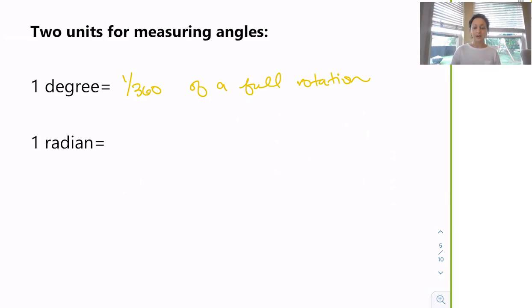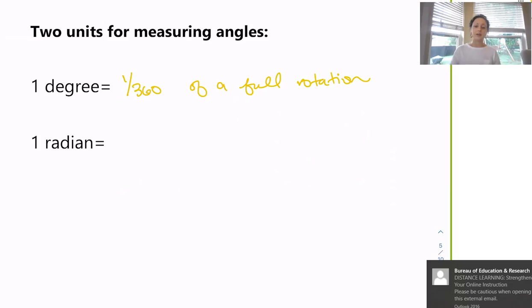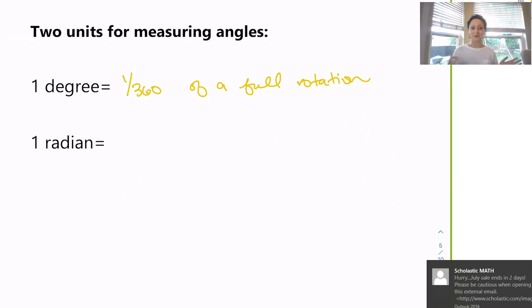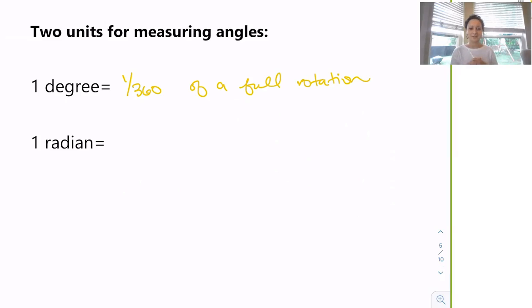Also, their system was base 60, so this worked quite nicely for them. So that's where we get a degree. It should be 1/365, but we've historically gone with the 1/360.